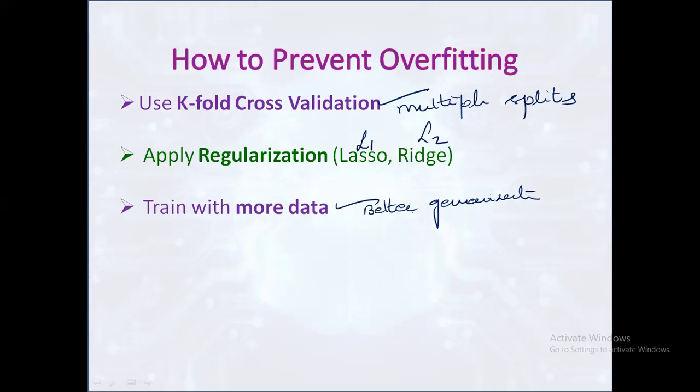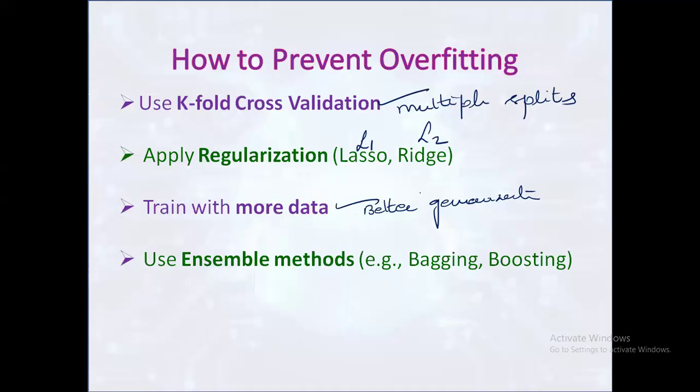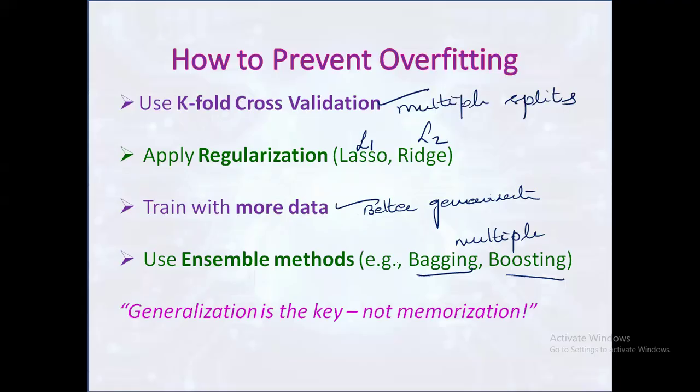A large data set allows the model to see more patterns and reduces the chance that it memorizes noise or irrelevant details. Next, ensembling techniques like bagging and boosting combine multiple models to improve overall performance. These techniques reduce the variance and help the model generalize better to new data. So generalization is the key, not memorization.